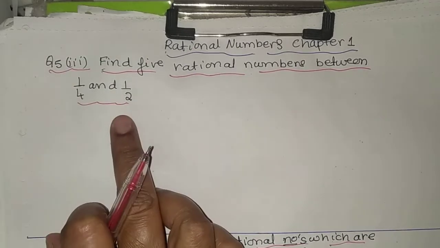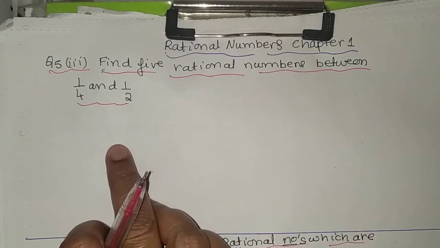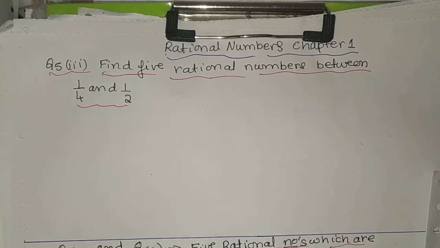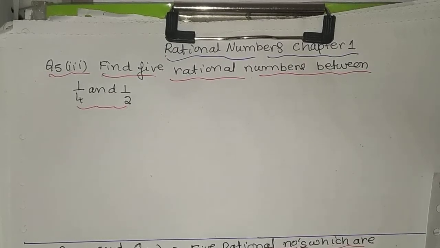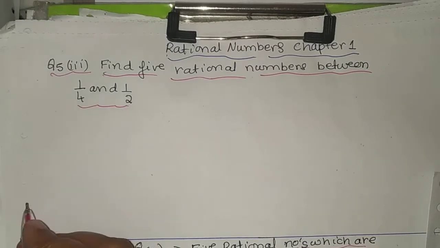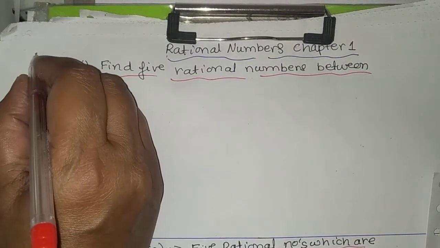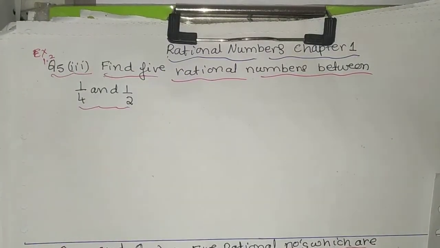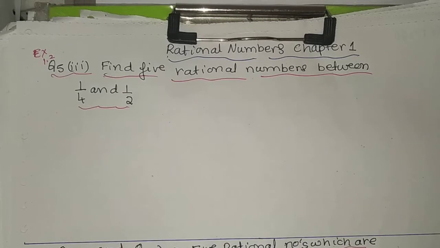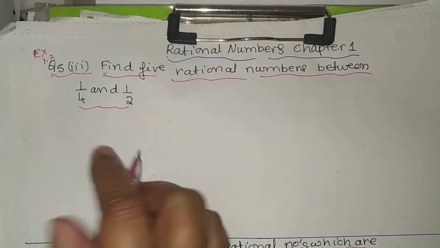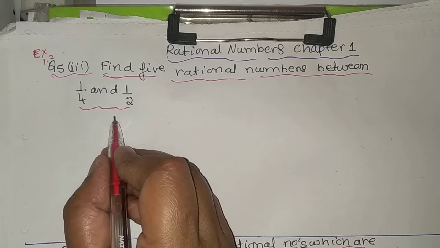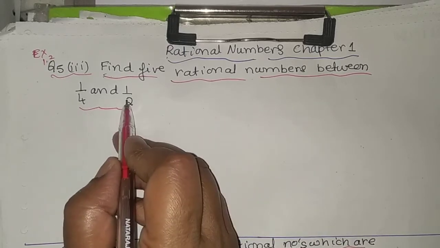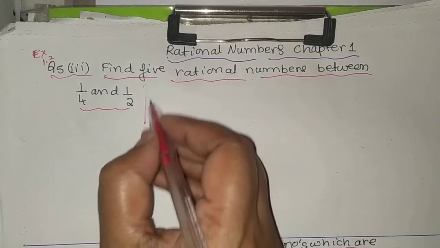So now what is question 5? We'll start with the first question 5. In the previous class we solved question number 5 part 1, and this is exercise 1.2. So we have solved questions 1 and 2. Here we start solving 1 by 4, that is the third one. Question 5, third one. The given question is 1 by 4 and 1 by 2. So we'll start here.